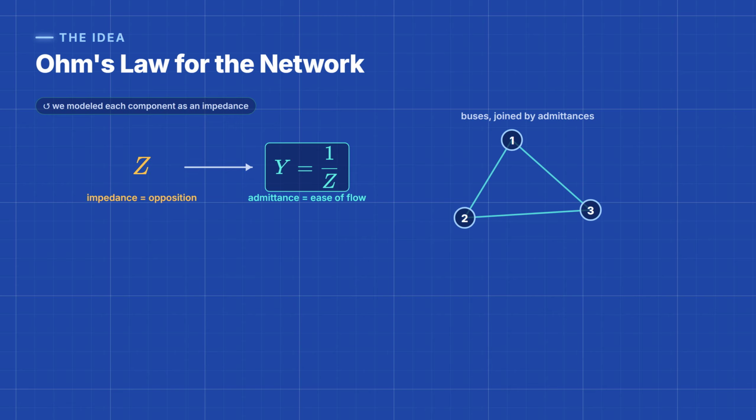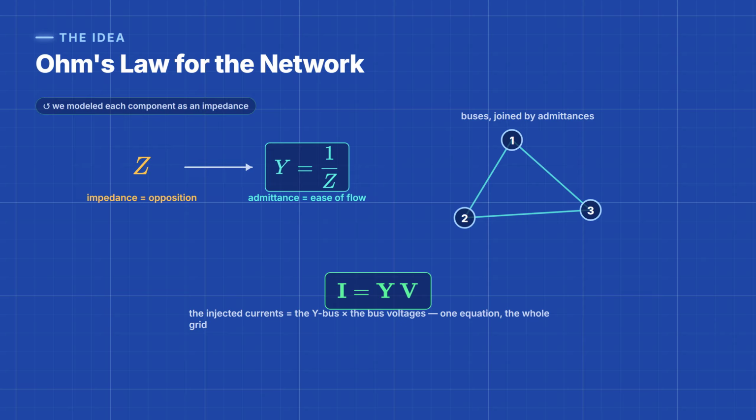For one component, Ohm's law says the current is the voltage times the admittance. And here's the beautiful part. The same law holds for the entire network at once. We write it as one matrix equation. The injected current at every bus equals the Ybus times the voltage at every bus. One equation holds the whole grid.